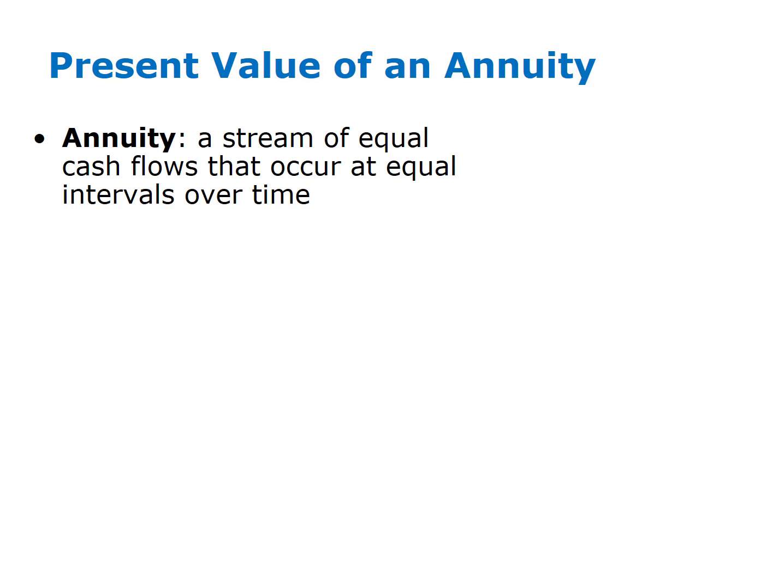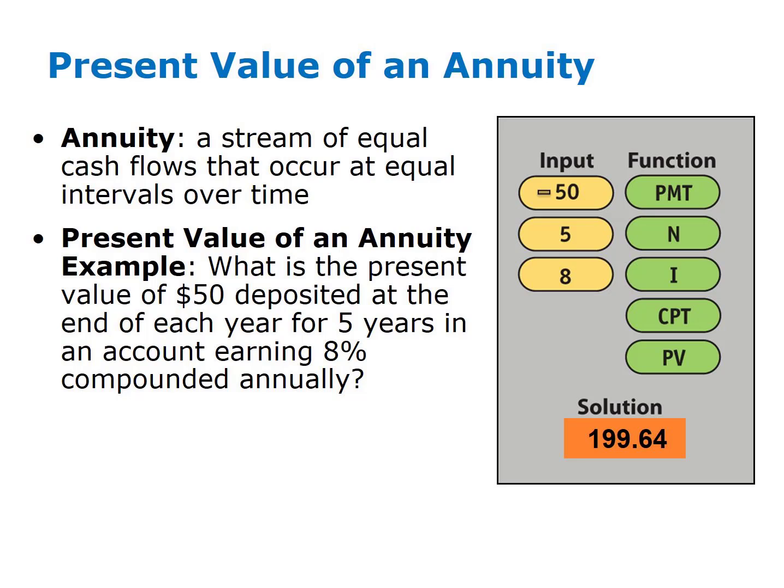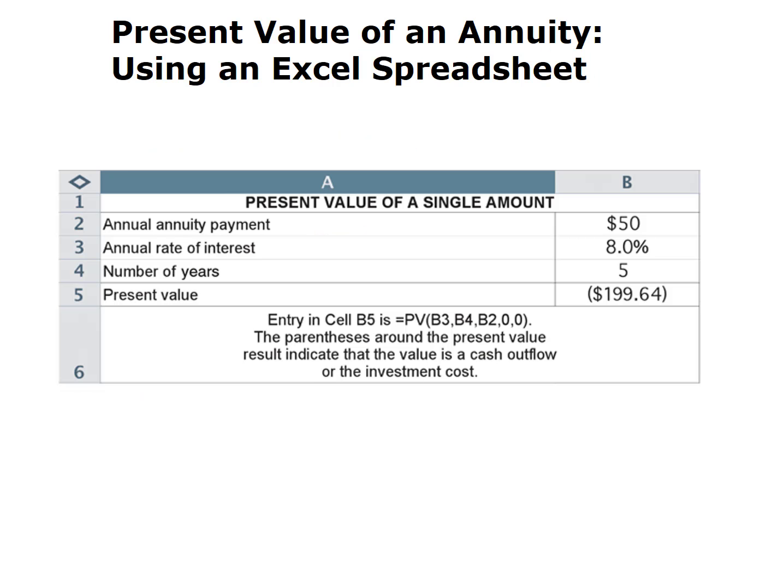Present value of an annuity. Same logic as with future value. Payment is non-zero. Watch your signs. The example: What's the present value of $50 deposited at the end, ordinary annuity, each year for 5 years if the account earns 8%? N is 5, IY is 8, payment is minus 50, future value 0, compute present value. And again in Excel, same present value function with a non-zero payment.